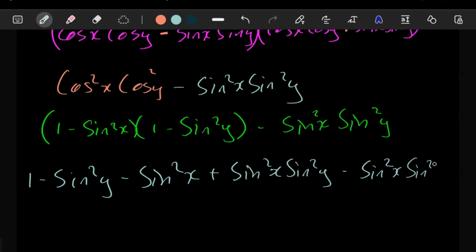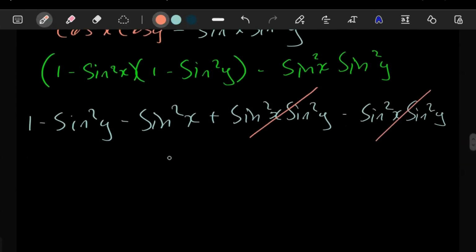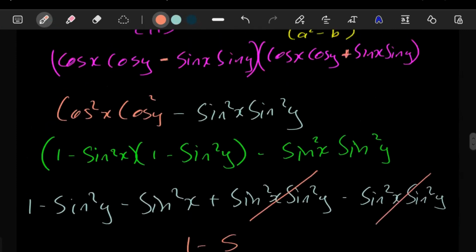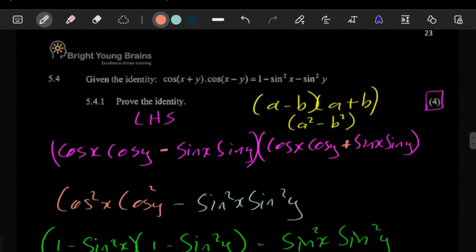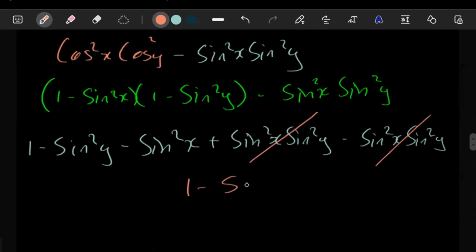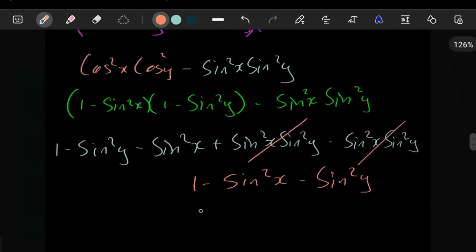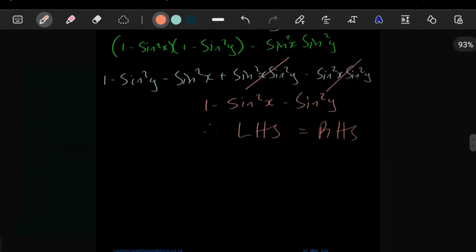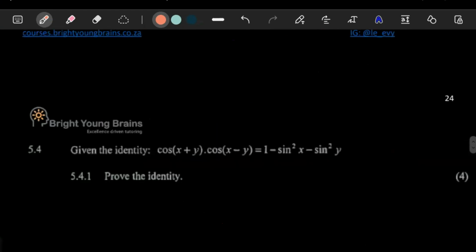We have y here. So the idea is, fortunately, these are like terms. So ka-ching, and then you have 1 minus sine squared x, let's start with the x as they did, and then this one here, minus sine squared y. There we go. Therefore, left-hand side is equal to the right-hand side. Nothing crazy, nothing major. Let us keep moving forward.